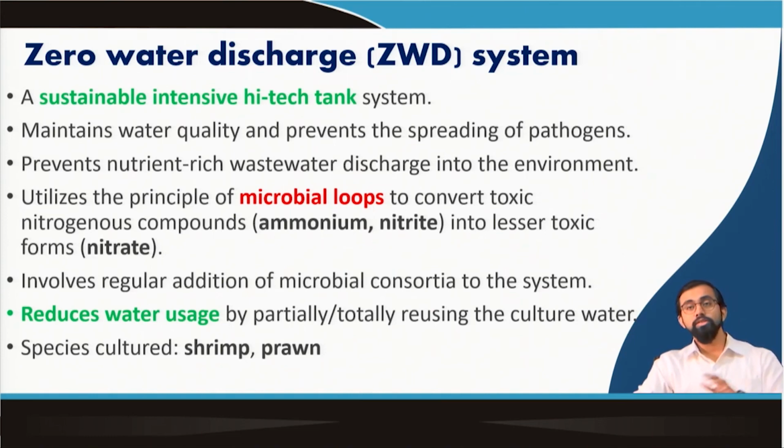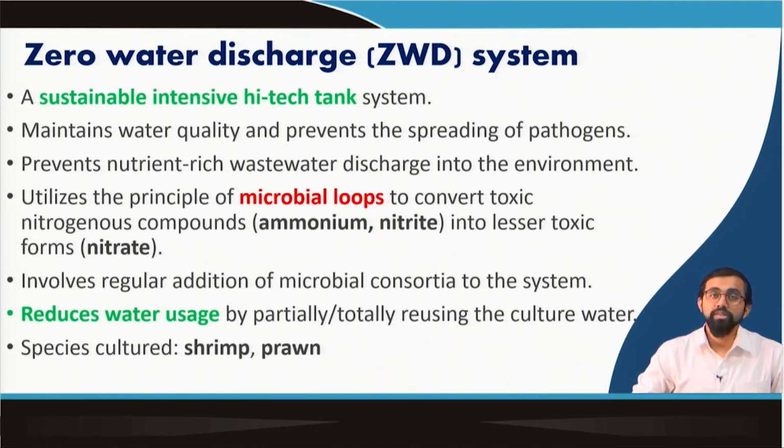So these are all the technologies that are already available, and people are working on them, and advanced levels of these technologies are already there. So what further advancement is happening in this kind of system? There is a technology we recently discussed, the zero water discharge system. It is a sustainable, intensive, high tech tank system where we maintain the water quality, prevent the spreading of pathogens, and try to prevent nutrient rich wastewater discharge into the environment.